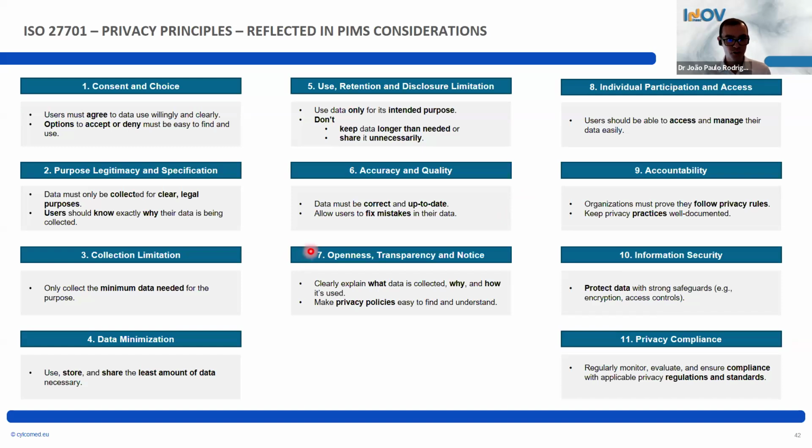Principle number 7, openness, transparency, and notice. The organization must clearly explain what data is collected, why, and how it's used, and should make privacy policies easy to find and understand. Principle number 8, individual participation and access. Users should be able to access and manage their data easily. Principle number 9, accountability. The organization should follow its privacy rules and should keep privacy practices well documented.